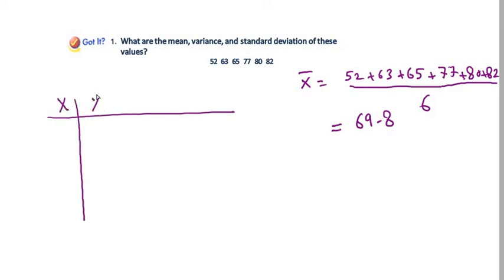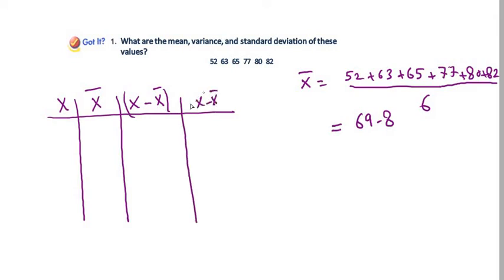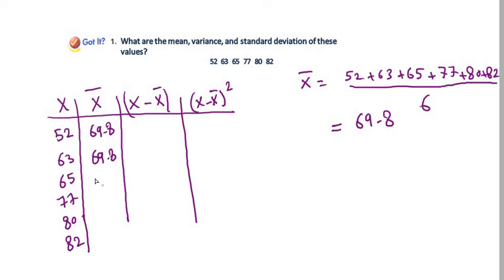X, then x bar, then the difference, x minus x bar, then x minus x bar squared. X is 52, the first one, then 63, 65, 77, 80, and 82. These are 6 values. X bar is 69.8. We write it next to each of them.